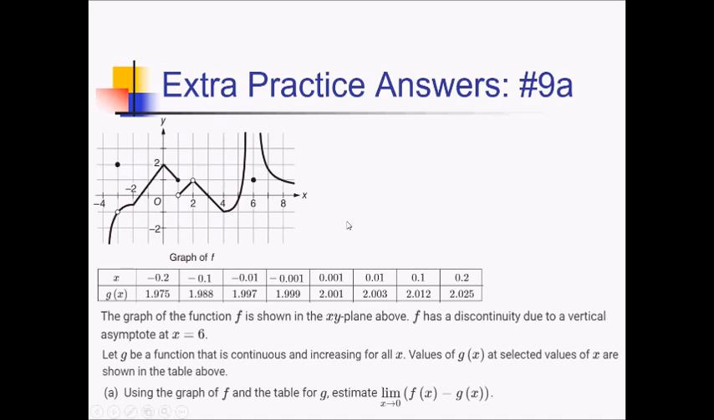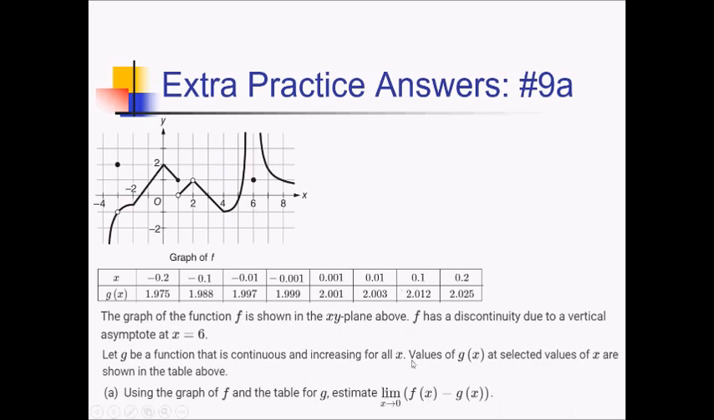For this function, we're given a graph of f and told we have a discontinuity due to a vertical asymptote at x equals 6. We also have this continuous increasing function g represented in the table here. And for the first task on this problem, this free response problem, we want to use the graph of f and the table to estimate the limit as x approaches 0 of f of x minus g of x.